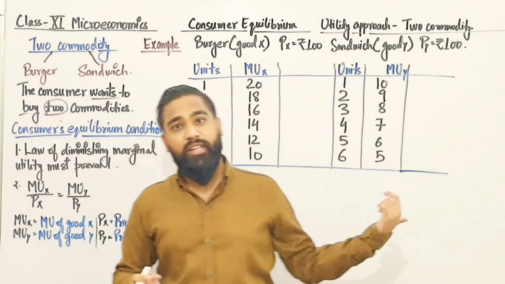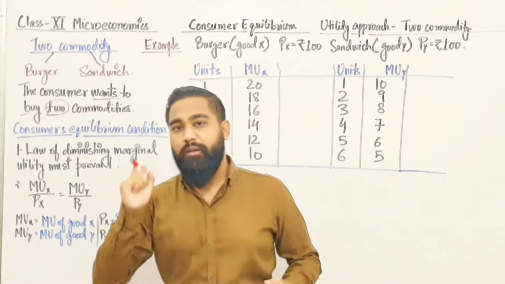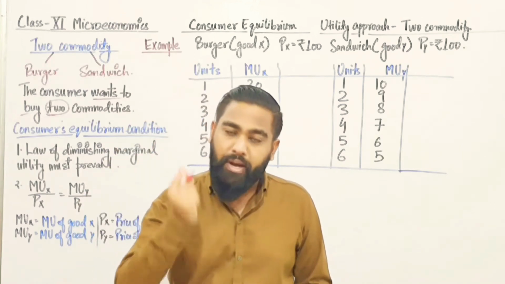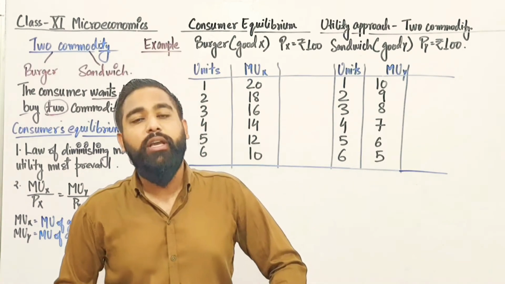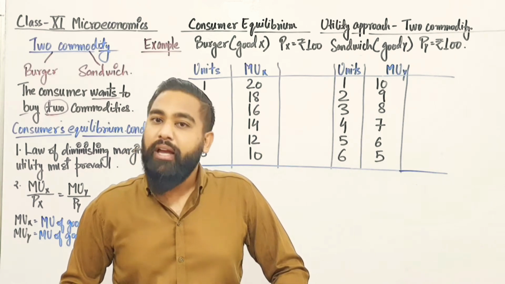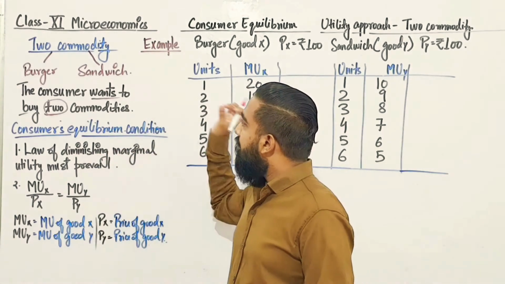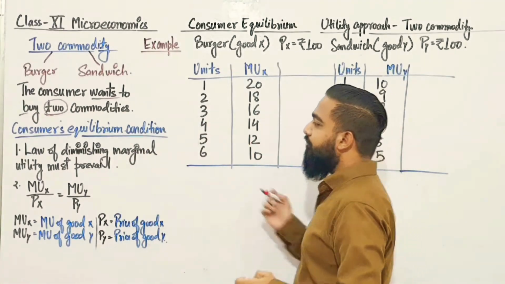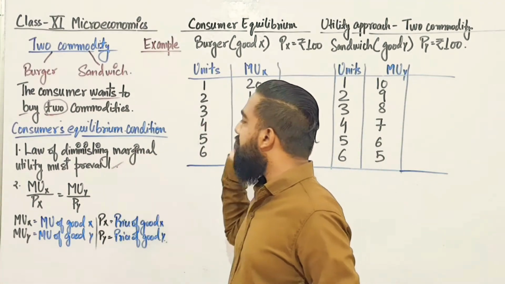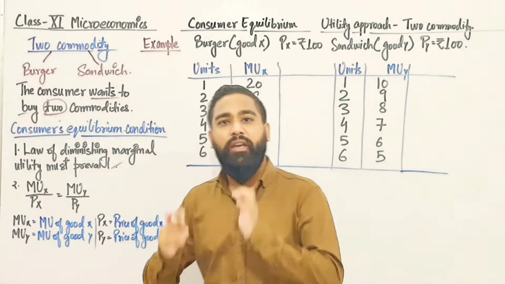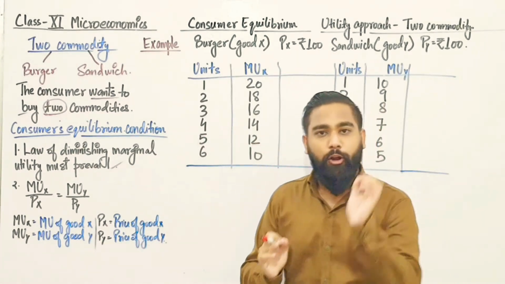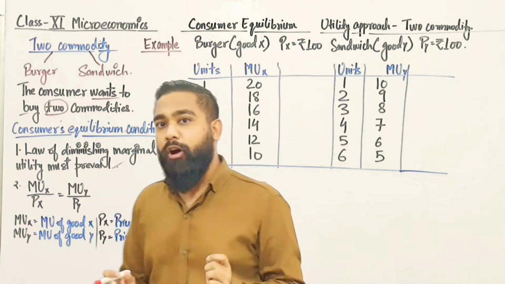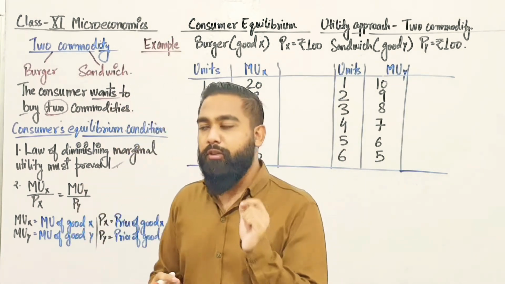In the previous one, what were the conditions? That the marginal utility of a commodity in terms of money must be equal to the price of the commodity. But the conditions in two commodities, the first one is the law of diminishing marginal utility must prevail. What was the law of diminishing marginal utility?